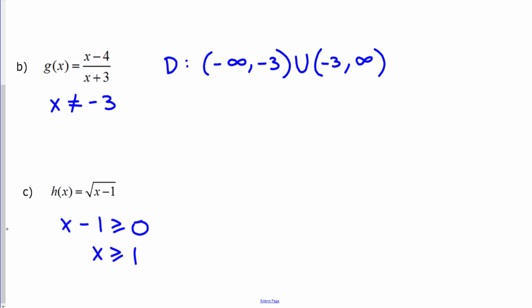So in this case, x has to be greater than or equal to 1, which is a perfectly fine way of expressing the domain. But if you need it in set builder notation, you could, if you need it in interval notation, you can convert it. In this case, it would be the interval from 1 inclusive to positive infinity.